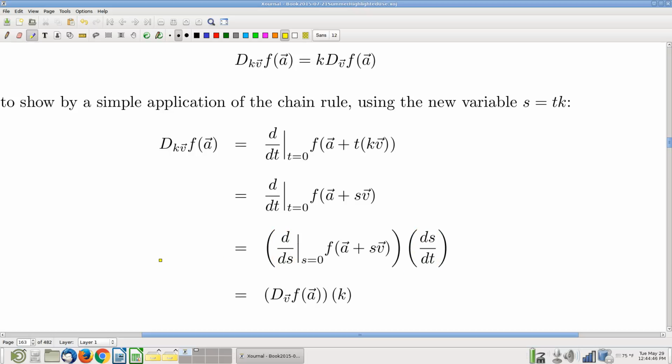Having done that, s being tk, ds/dt is equal to k. That's an easy one. And this, you'll notice, is exactly what it's supposed to be, the directional derivative with velocity v. So straight up calculation, we see that this works, and we can factor out scalars. Okay, who cares?